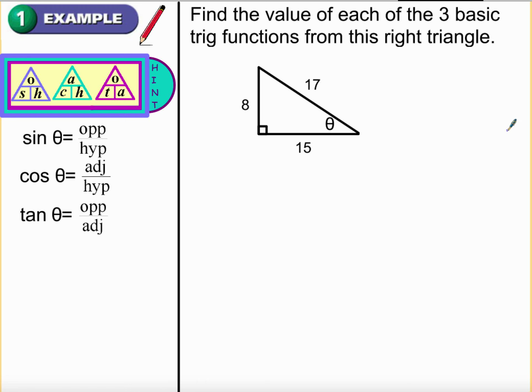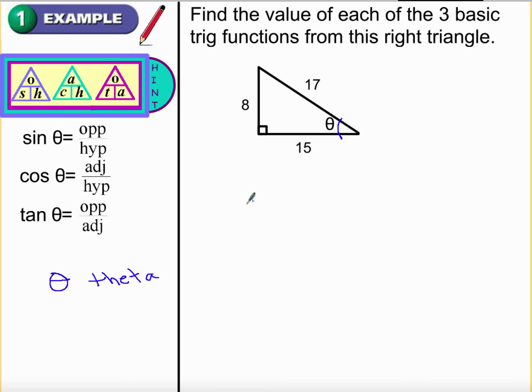So let's go ahead and find the sine of angle, it's another Greek letter. The Greek letter that looks like this is called theta. Okay, so this is the Greek letter theta. It's probably the most common Greek letter used for angles.